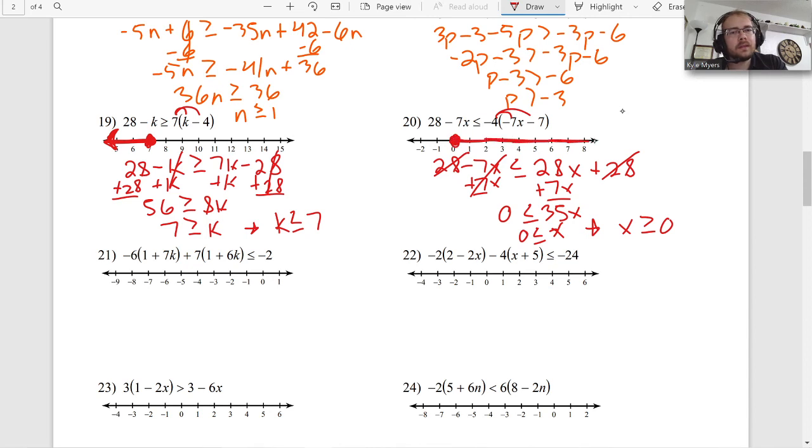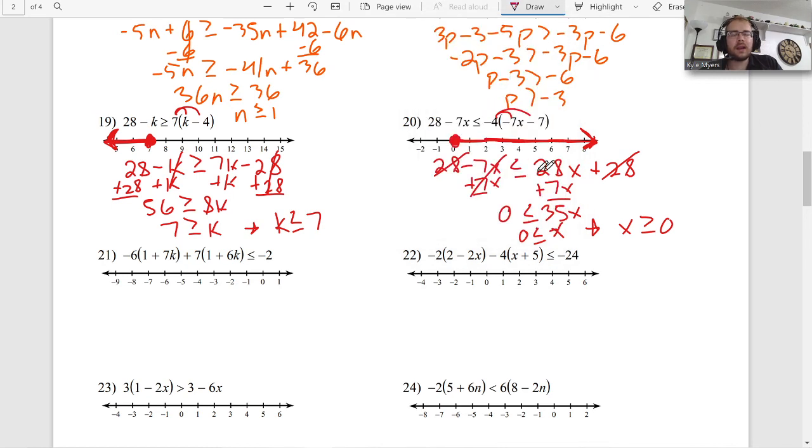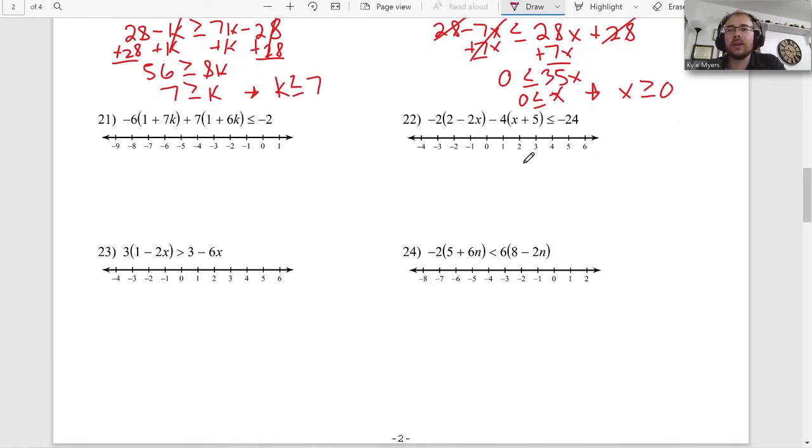All right. And next one. Running out of colors here. We've got 4 more. So here we go. We want to do double distributing here. So negative 6 minus 42k plus 7 plus 42k less than or equal to negative 2.